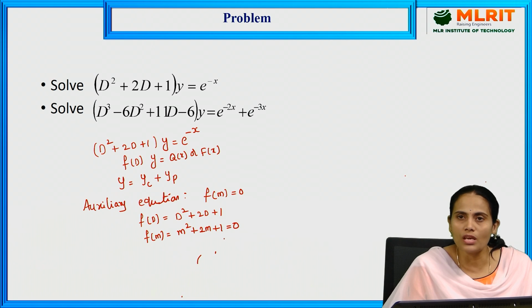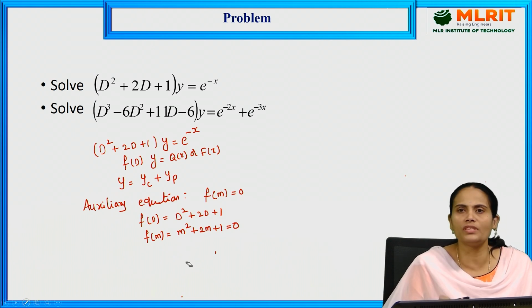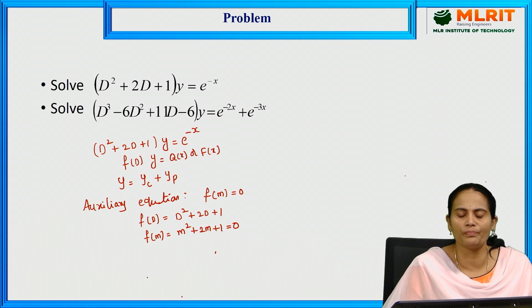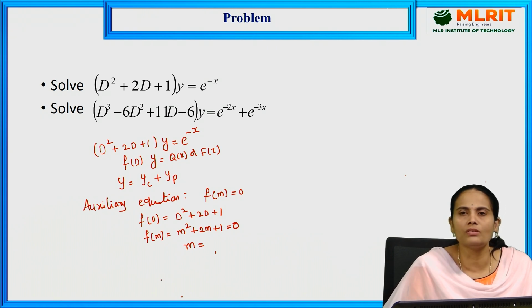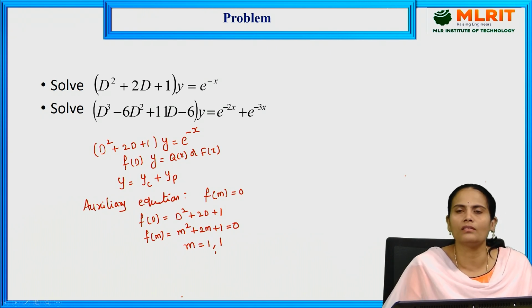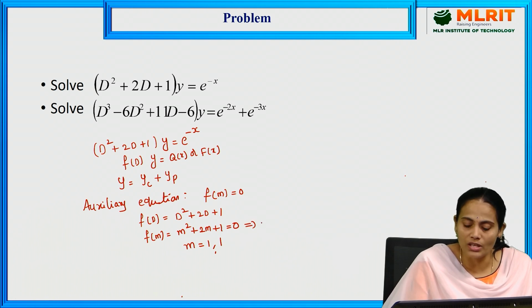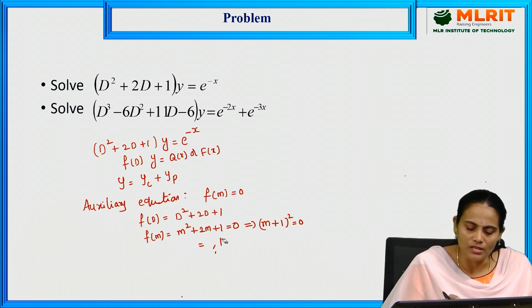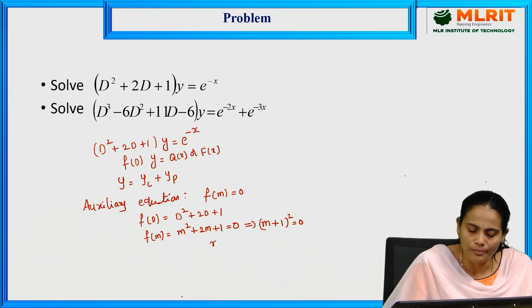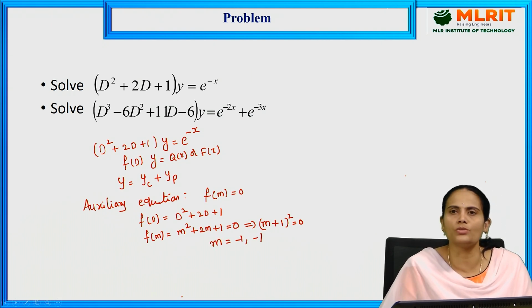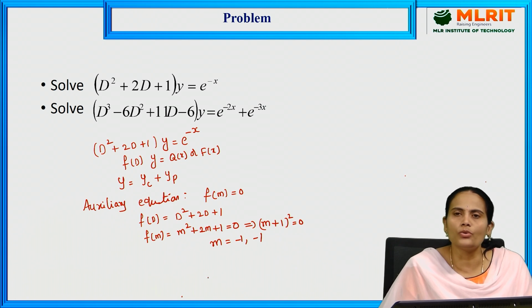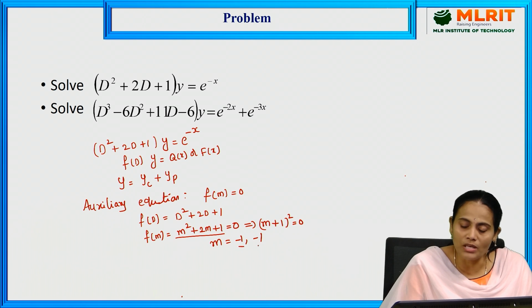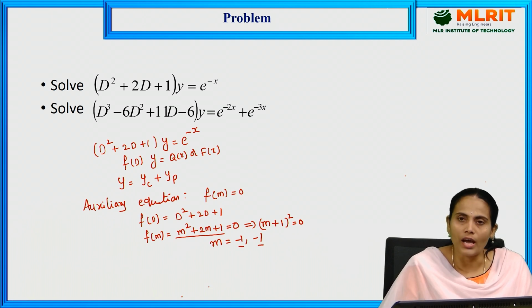By equating to 0 here, definitely we will get the roots of this differential equation. So what are the roots of this equation? m is equal to 1, 1. That means this equation can be written as (m plus 1) whole square is equal to 0. That means here the roots are m is equal to minus 1, minus 1. So these are the roots of this equation f of m is equal to 0. So here minus 1 is the real and repeated root.